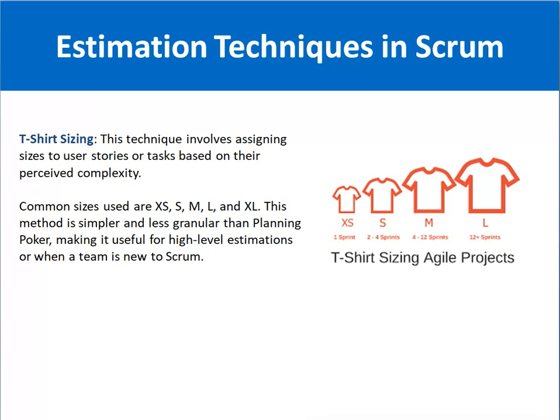This method is simple and requires less effort compared to planning poker. For example, you can say story 1 is extra small, so it will require 1 sprint. Small means 2 to 4 sprints, medium means 4 to 12 sprints, and large means 12 plus sprints. So it is just an example here. Based on t-shirt sizing, you can do the estimation for the feature set.